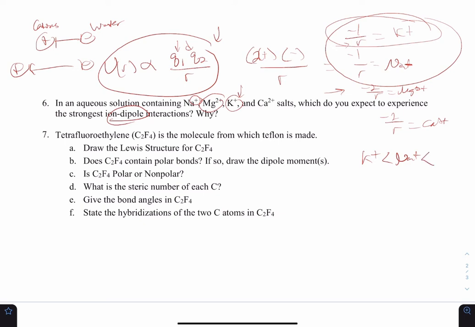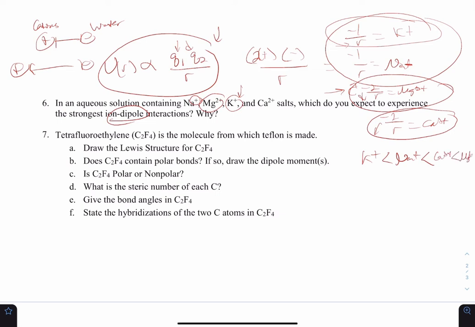And then between magnesium and calcium, magnesium is smaller, which means the radius, the distance here, is smaller, which makes this number a lot bigger than the one on calcium. And so I'd put calcium here and then Mg2 plus here.